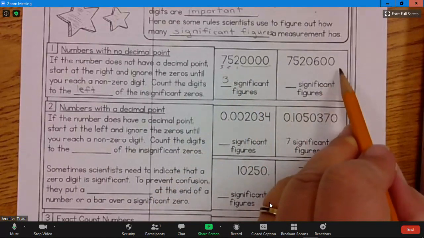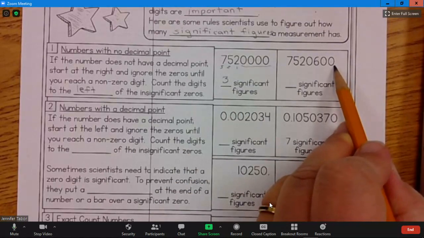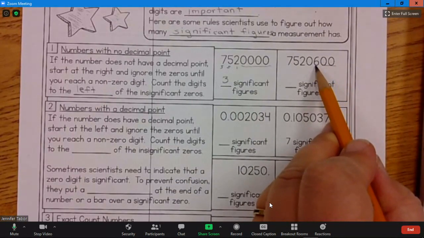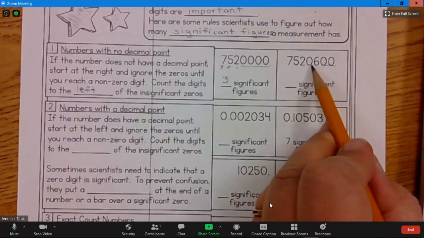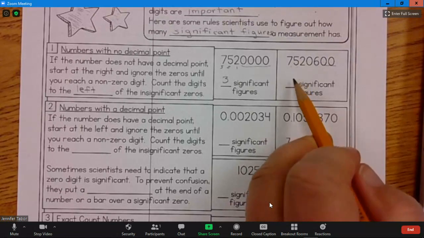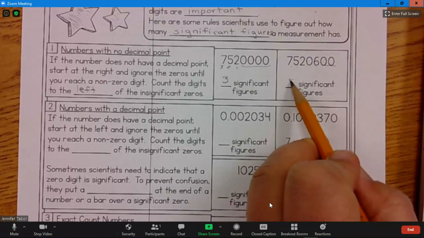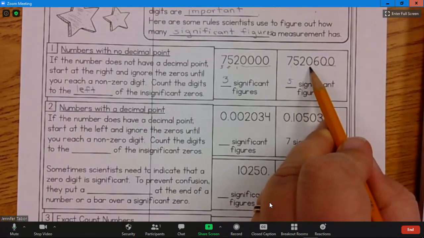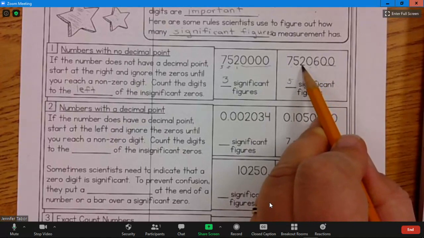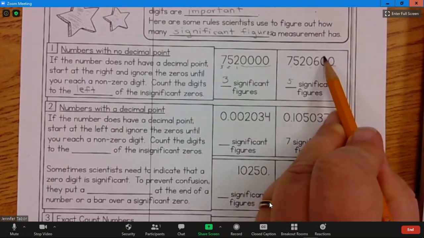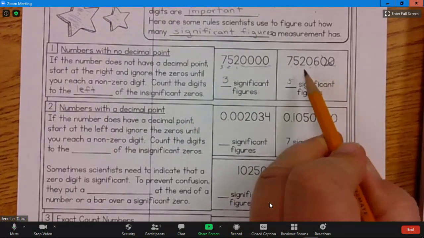With this example, again, we start at the right. All of these zeros are not significant. And we start counting here. 1, 2, 3, 4, 5. There are 5 significant figures in this number. You might be tempted to skip this zero. Don't skip this zero. It is significant because it is in between 2 non-zero numbers. Okay? The only ones that are insignificant are the ones that are to the left.